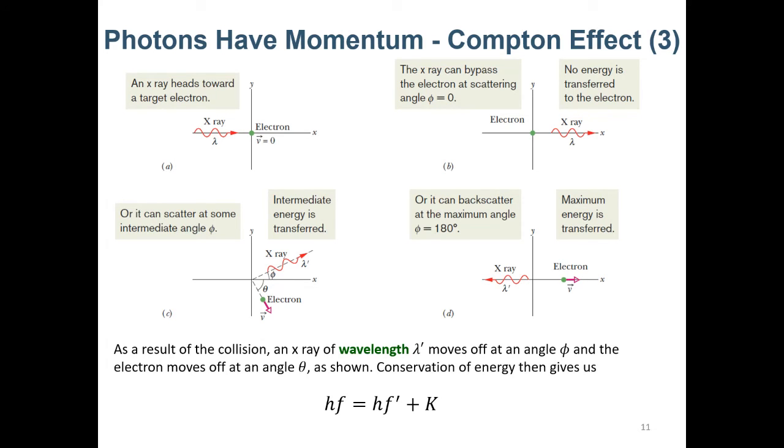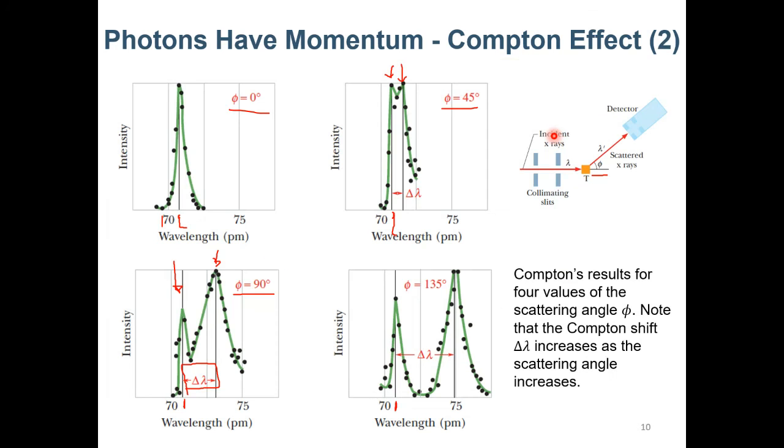So we try to explain this phenomenon. It is something like this. Suppose we have an X-ray with wavelength lambda colliding with an electron, which is stationary. If the wave can go through, then it actually skips the electron, so the wavelength doesn't really change.